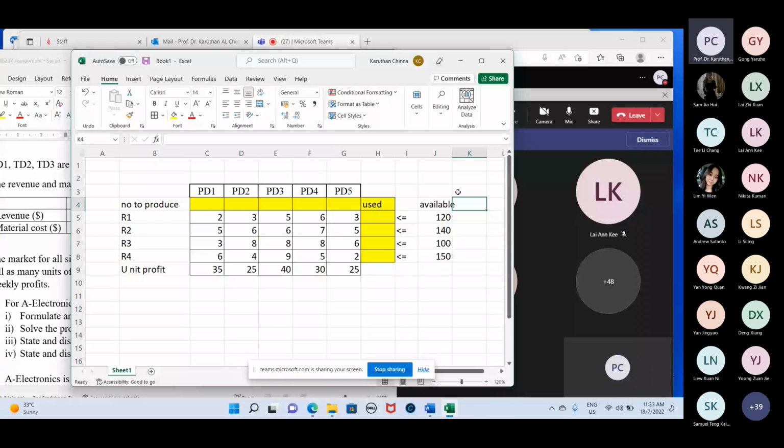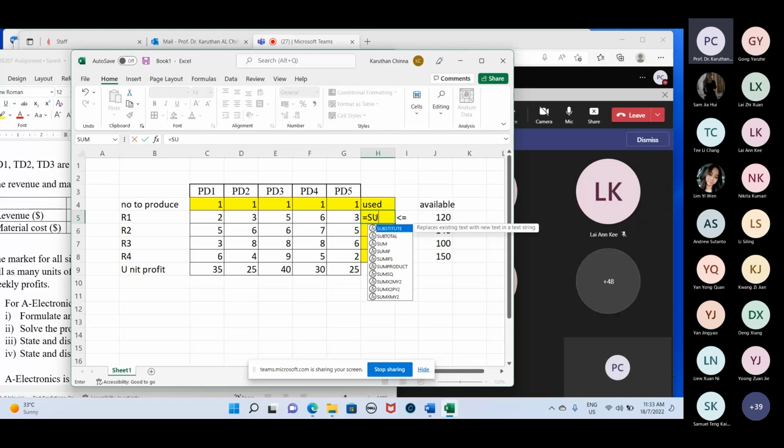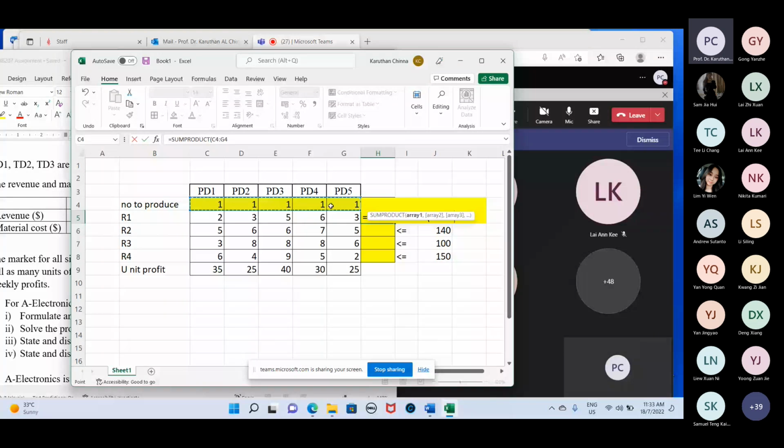Next, fix the formula. For a start, I just put 1 here so that I know whether I am doing it correctly or not. You can do it 1-to-1 or use a function, equals SUMPRODUCT. It's not case sensitive. It's easier. SUMPRODUCT of this. Press Fn and F4.